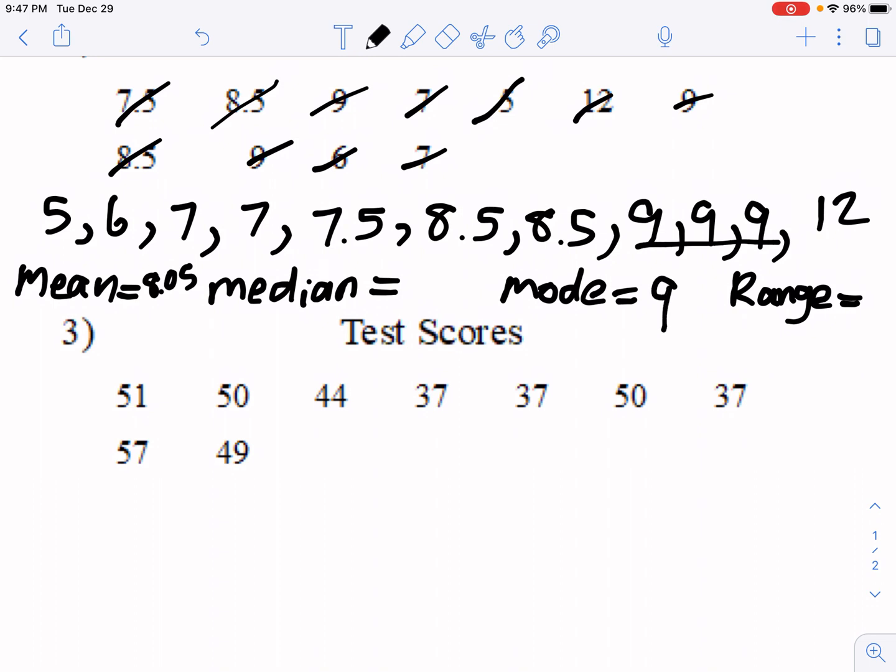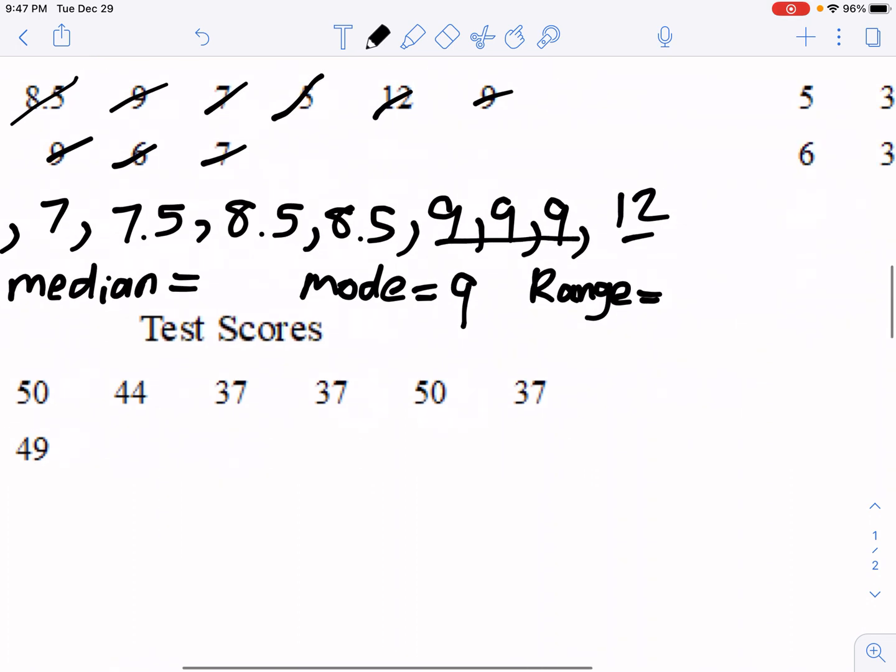9 is the mode. And the range, remember that's a measure of variation, in a sense it's a spread. We take the largest number, which is 12, minus the smallest number, which is 5. 12 minus 5 is 7. Okay? So that's the range.